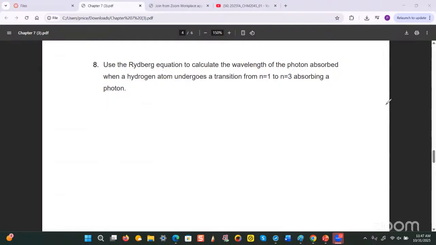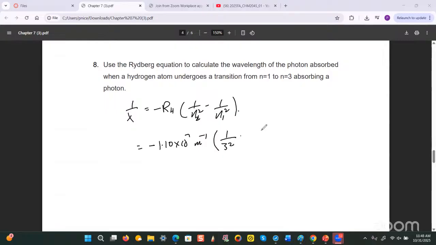1 over lambda. 1 over lambda, right. So 1 over lambda will be equal to minus RH times 1 over n2 squared minus 1 over n1 squared. All right? Okay, so what are the numbers we're going to put in? RH is what? 1.10 times 10 to the 7 m to the minus 1, multiplied by 1 over what? 1 over 3 squared minus 1 over 1 squared. Exactly. That's it.